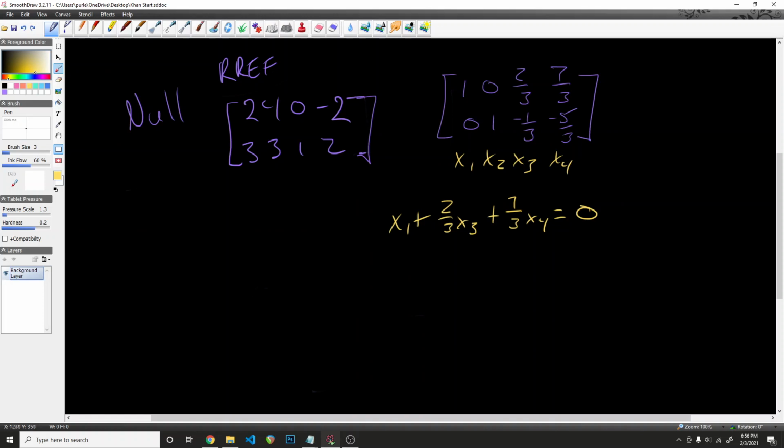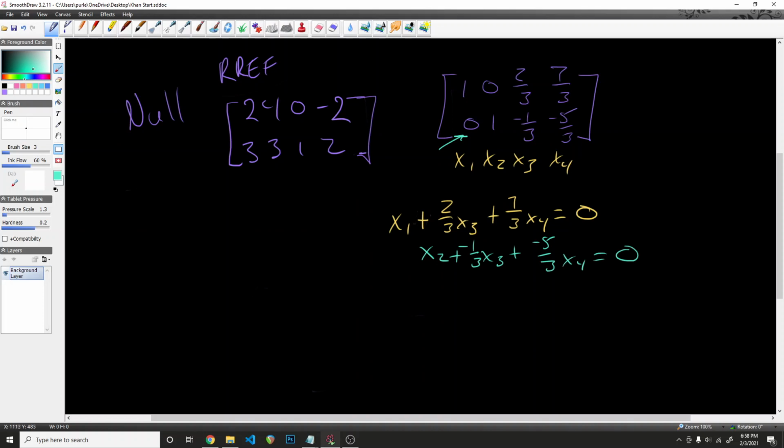And then the second row here, we have 0 of x1. By the way, let me just clarify that this is a plus sign. So for the second row here, we have 0 of x1, we have 1 of x2, and then we have -1 over 3 x3, and then plus -5 over 3 x4. And that is also going to be equal to 0.